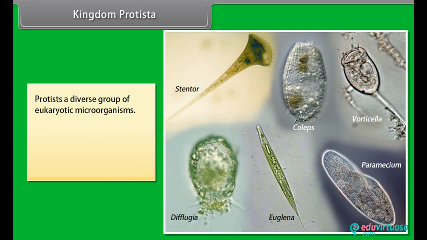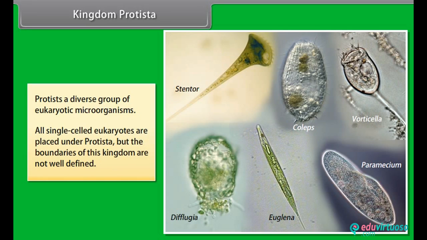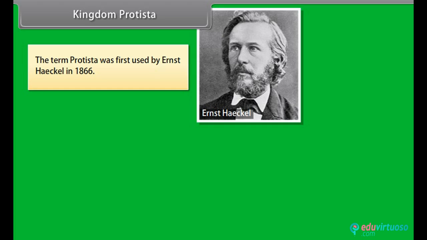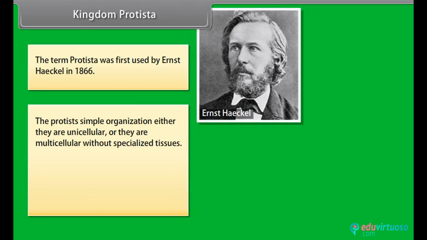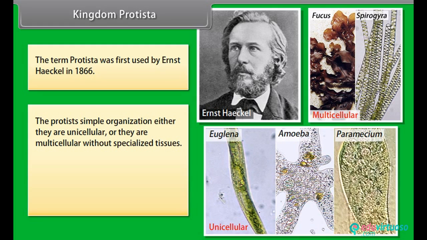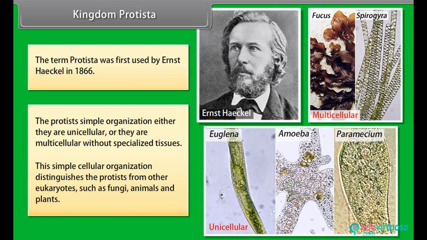Kingdom Protista. Protists, a diverse group of eukaryotic microorganisms. All single-celled eukaryotes are placed under Protista, but the boundaries of this kingdom are not well defined. The term Protista was first used by Ernst Haeckel in 1866. The protists' simple organization: either they are unicellular or they are multicellular without specialized tissues. This simple cellular organization distinguishes the protists from other eukaryotes such as fungi, animals, and plants.